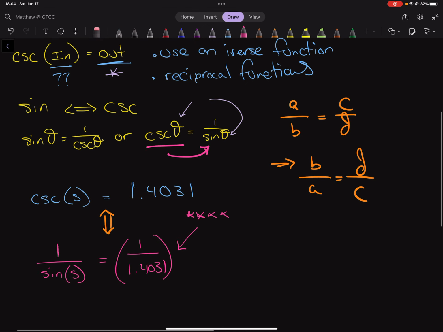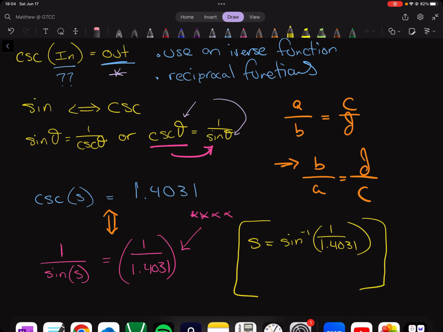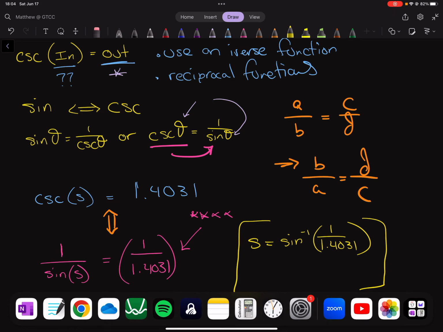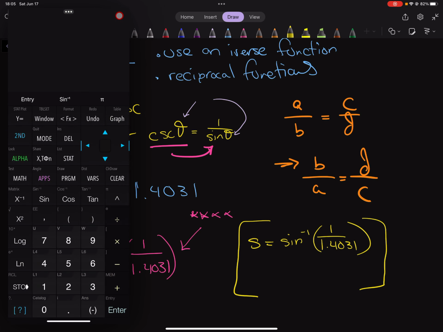So how do I solve this? In order to determine what s is, here's the solution: s is equal to the inverse sine of 1 over 1.4031. If your calculator is in radian mode, it will calculate it correctly. Let me show you. First, I'm going to confirm that my calculator is in radian mode. It is.